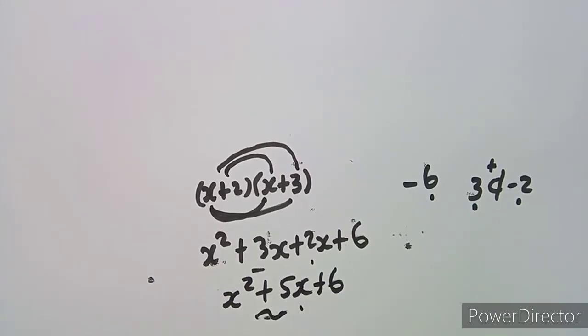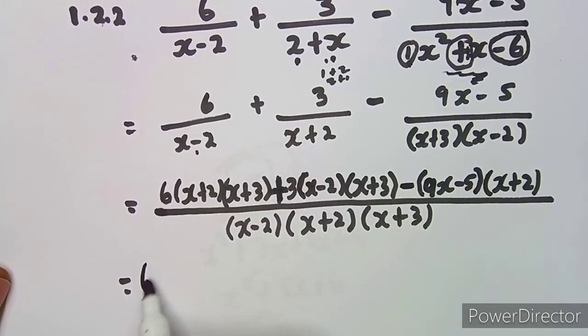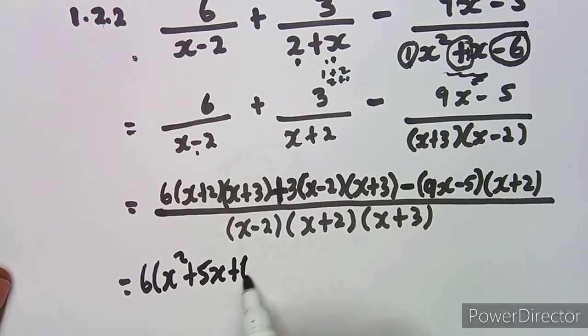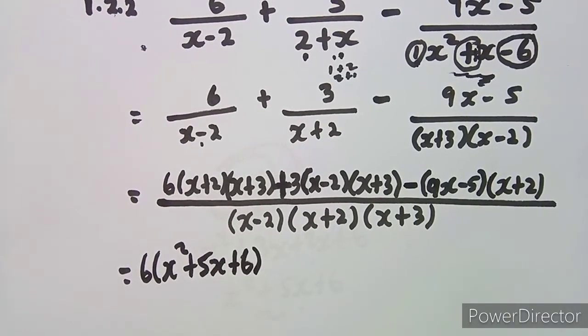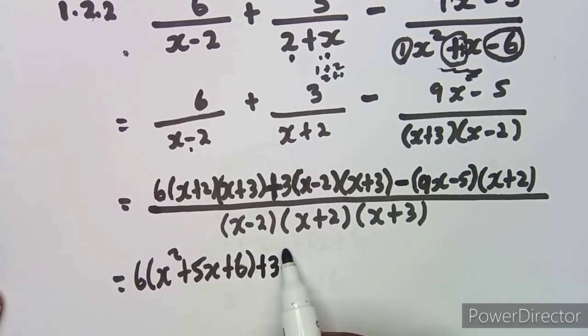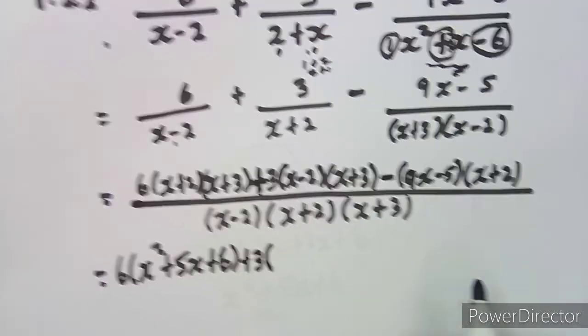So this is what you're obtaining, but it's supposed to be multiplied by what? By 6. So it's going to be 6 into x squared plus 5x plus 6. So everything that we have there, we are going to multiply it to 6. That is what it means here. Then we have got plus 3. We are going to multiply whatever that you're going to obtain from x minus 2 and x plus 3.